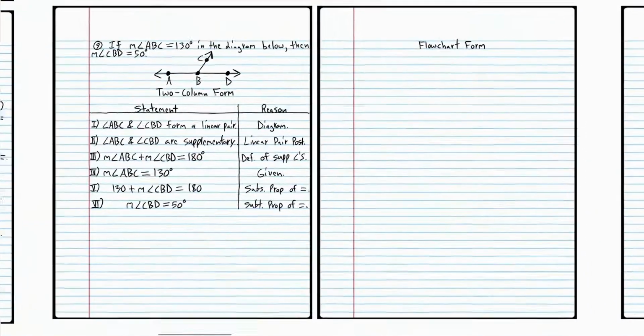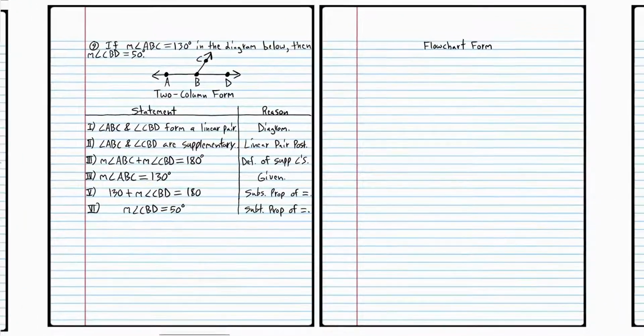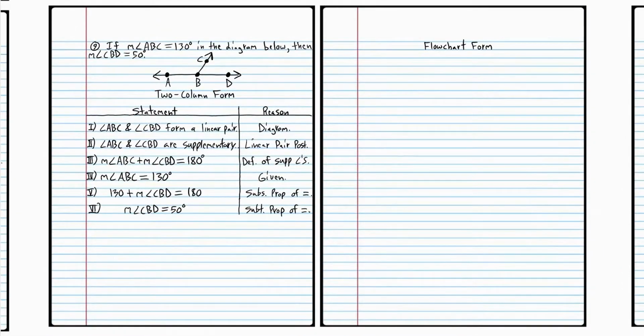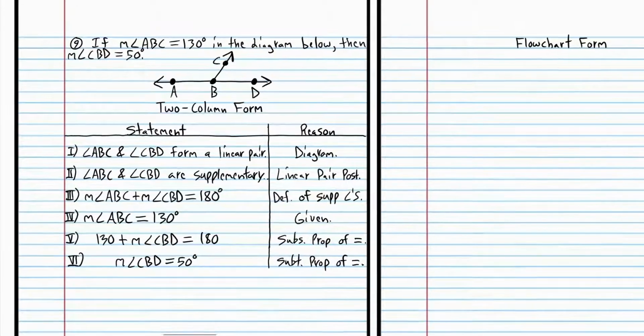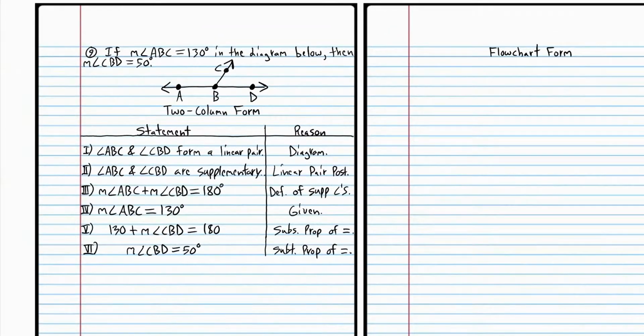So for number 9, we have the same thing here. I'm giving you a two-column proof, and you can go back and review this if you need to. Let's just go over the basic idea. We haven't done this in a while. We're told that the measure of angle ABC is 130 degrees. So this angle is 130. We want to prove that the measure of angle CBD, this angle, is 50.